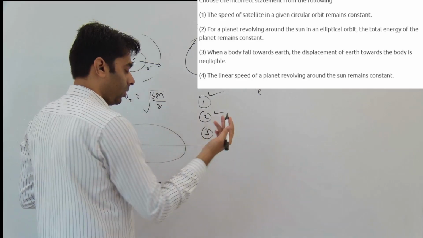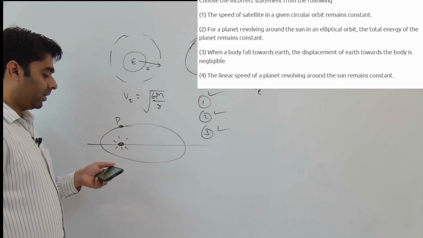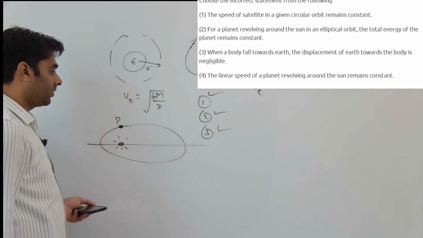So that means the option left is fourth only, but let us check it. What option do we have? The linear speed of planet revolving around the sun remains constant.